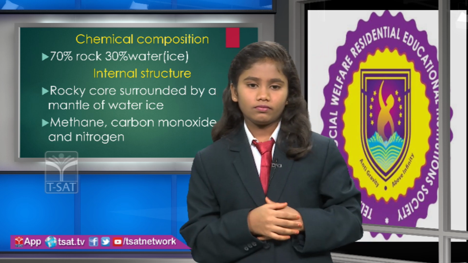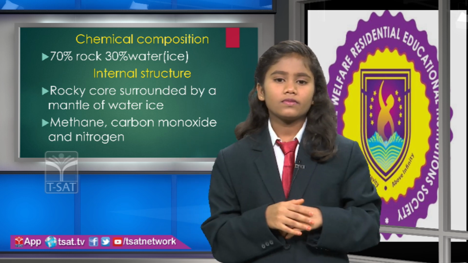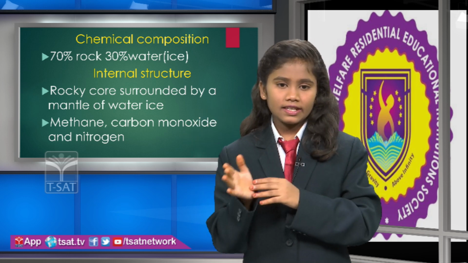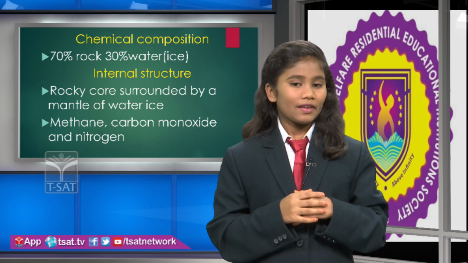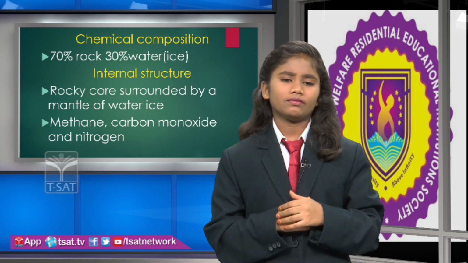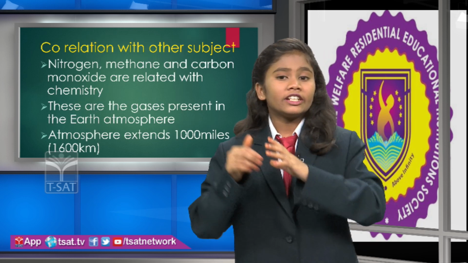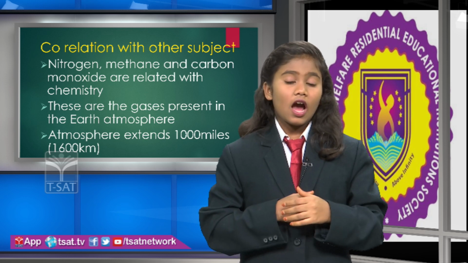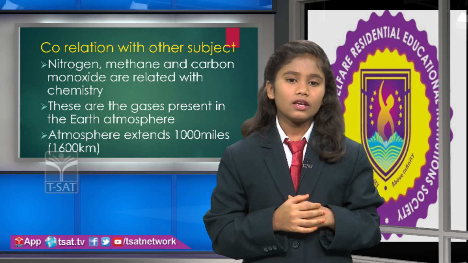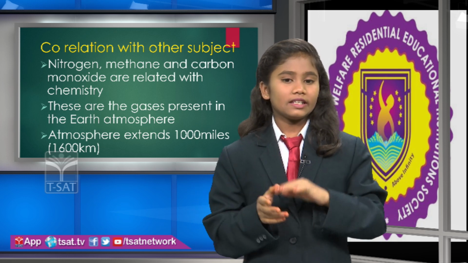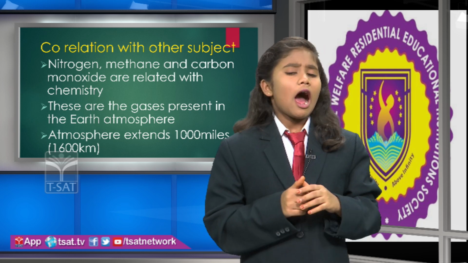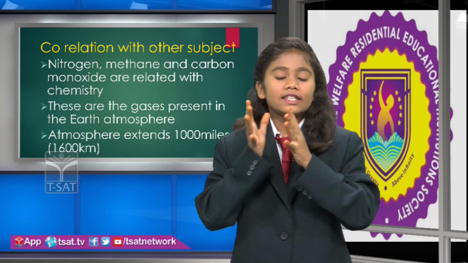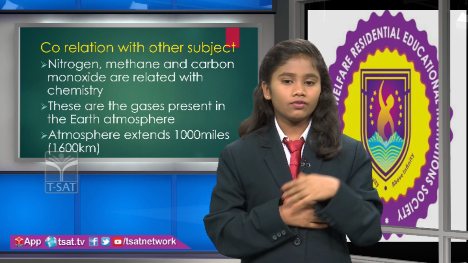Internal structure of Pluto. Pluto has a rocky core surrounded by a mantle of ice with more exotic ices such as methane, carbon monoxide and nitrogen. Correlated with other subjects: nitrogen, methane and carbon monoxide are related to chemistry. These are the gases present in the Earth's atmosphere. The atmosphere extends as far as 1000 miles, which means 1600 kilometers above the surface of the dwarf planet.